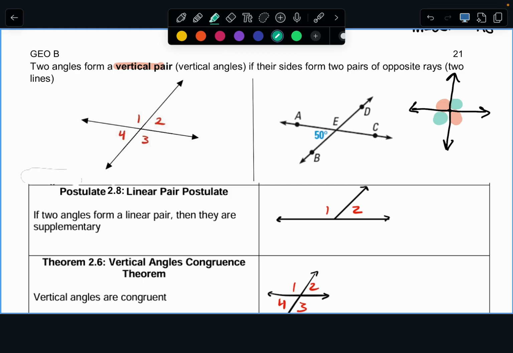So for this one, we could say that angle 1 and what other angle would be vertical angles? Angle 3. Angle 1 and angle 3 are directly across from each other in that X shape. What about angle 4? What is angle 4's vertical angle? Angle 2. So angle 4 and angle 2 are vertical angles.